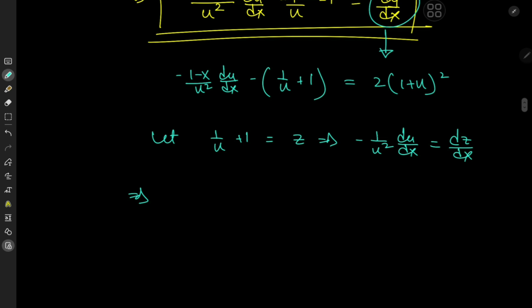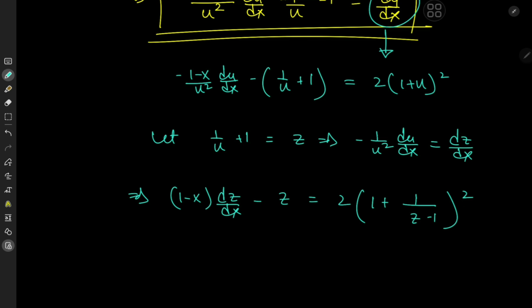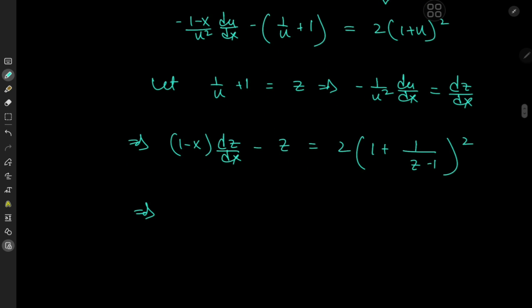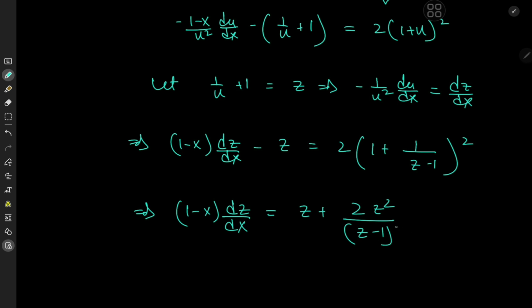And this implies that our transformed differential equation is now, for this term here, we would have 1 minus x times dz by dx minus z equal to 2 times, what exactly would u in terms of z be? That should be 1 by z minus 1, right? So that's what we have on the right-hand side. And on some further rearrangement of things, we have this term on the left-hand side equal to z plus 2z squared divided by z minus 1 whole squared.